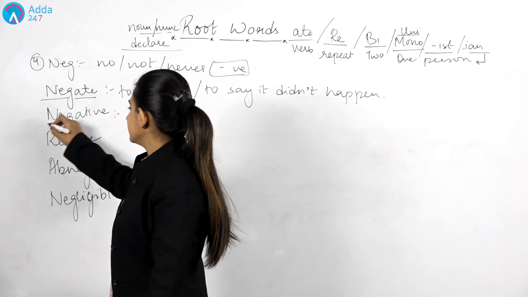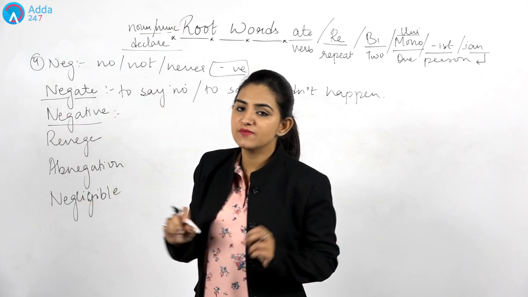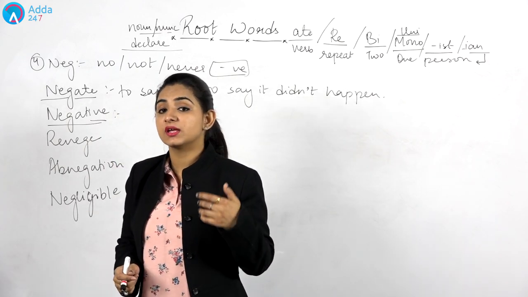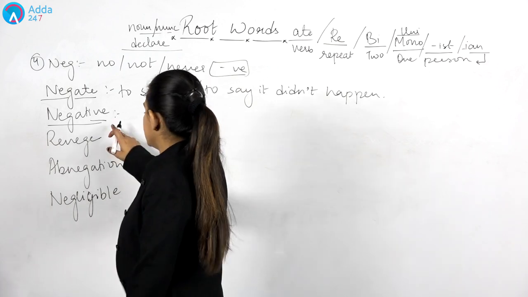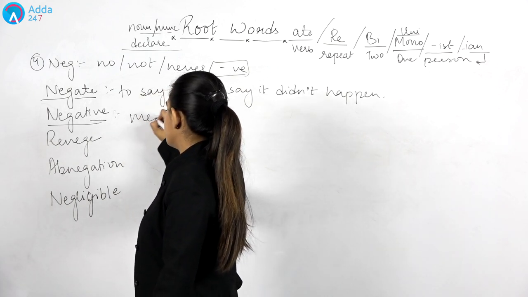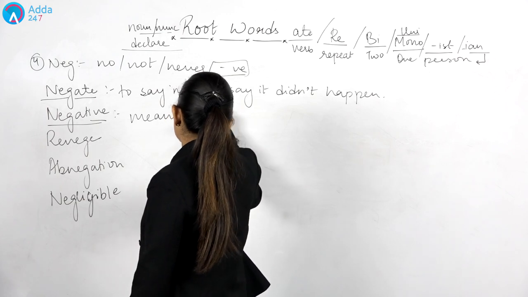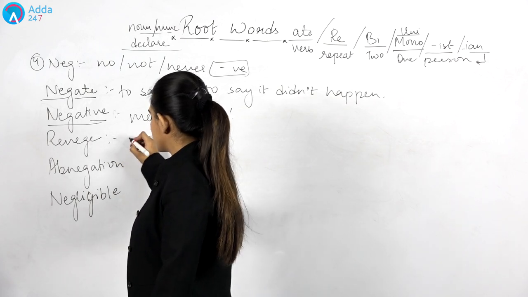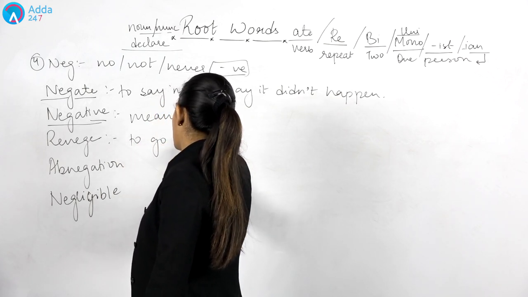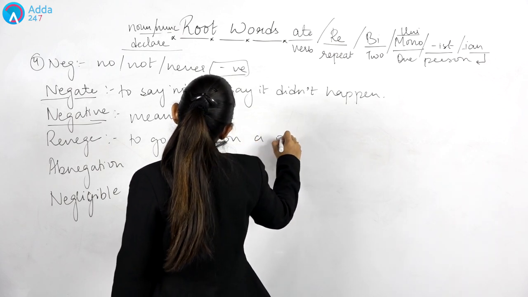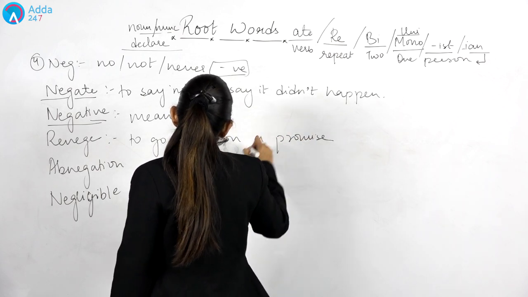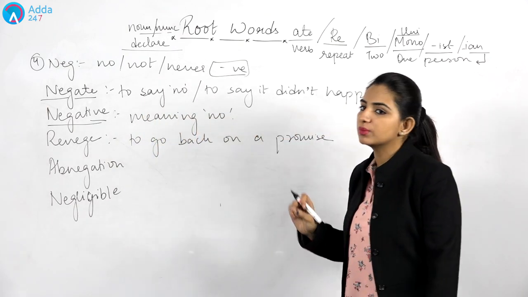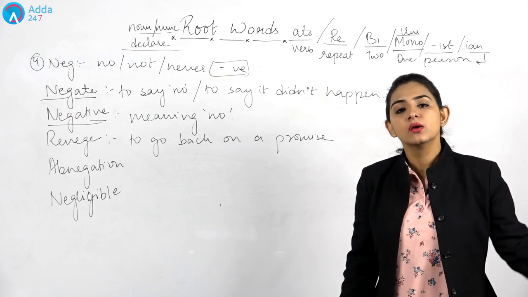Next is negative. Negative is actually an adjective, a word that ends with I-V-E forms an adjective. So when I say this is negative, you are defining an adjective. So when I say negative, this means no, something which you should go against. Next is renege. Renege means what? To go back on a promise. If you promise something and you do not fulfill it, you go back on it. That means you do not agree with your own promise. That is what we mean by renege.